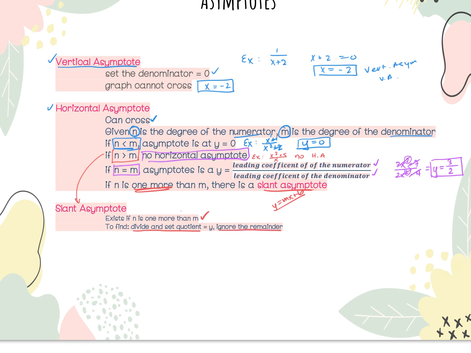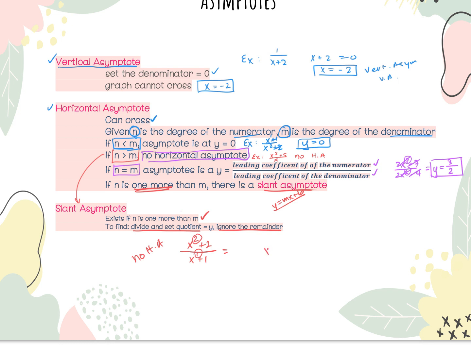Let's say I have, up here, x squared plus 2 divided by x plus 1. So this is kind of like my original expression. I notice that the top exponent is greater than the bottom, and it's greater by just 1. So I already know there's no horizontal asymptote just because it's greater. But because it's greater by just 1, I can find my slant asymptote.